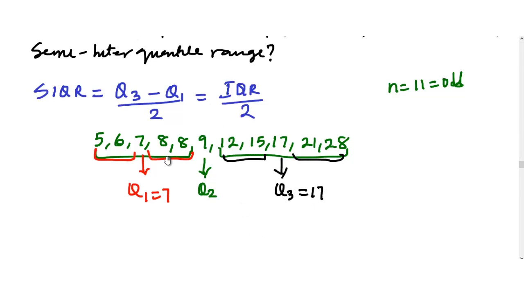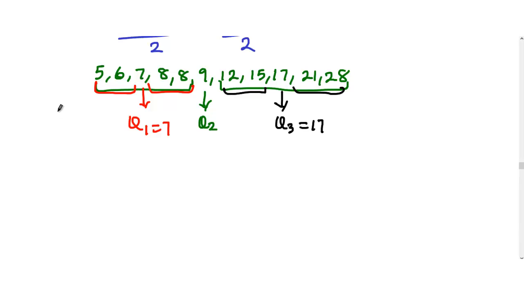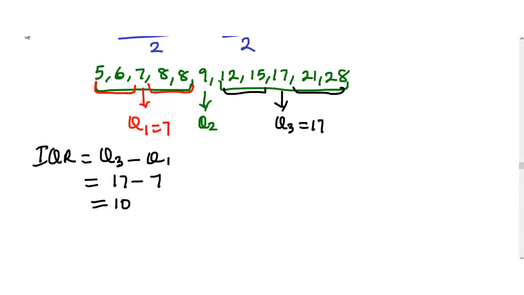All right. So we have been able to get our Q1 and Q3. Like I said, we can't get both without knowing Q2. So we can therefore say that our interquartile range is equal to Q3 minus Q1. So what is our Q3? That is 17 minus Q1, that is 7. That is 10. Right? So that is that.